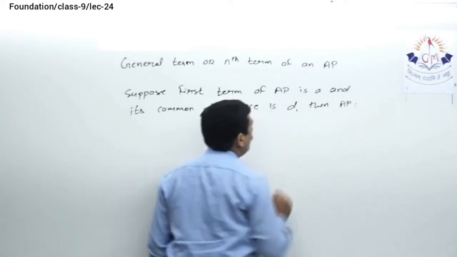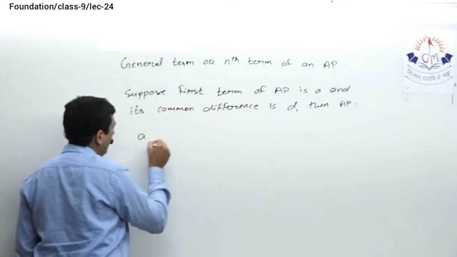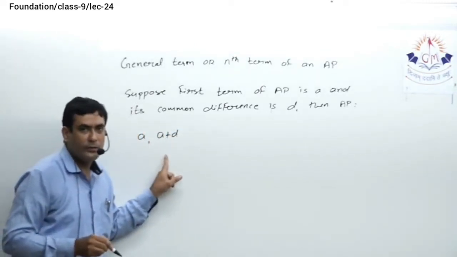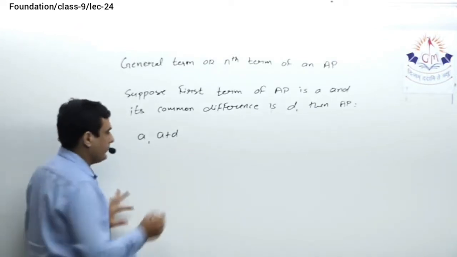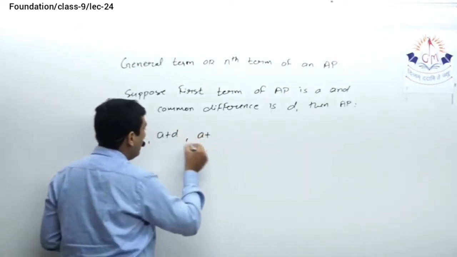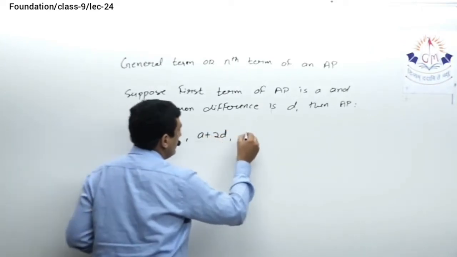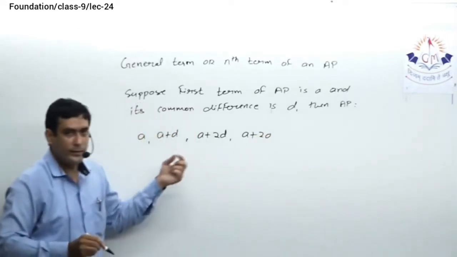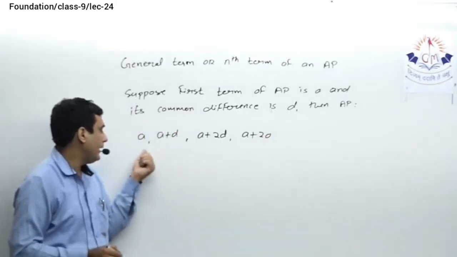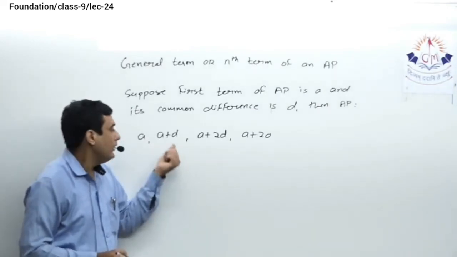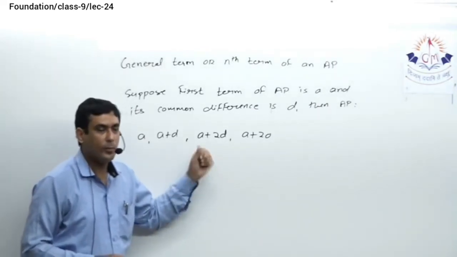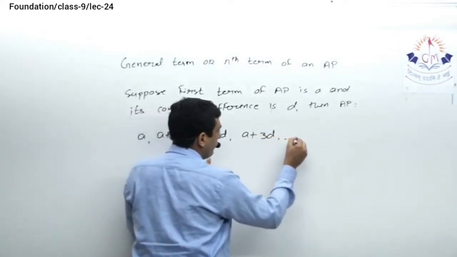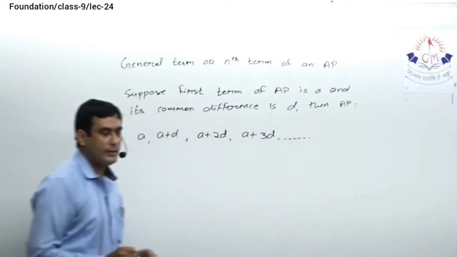the AP will be, first term A, then second term A plus D, isn't it? First term A, then the common difference is D, so I will add D to get the next term. So A plus D, then A plus D plus D, that is A plus 2D, then A plus 2D plus D. Simply, I have to add D to the previous term to get the next term. Over here when I add D, I will get A plus D. Over here when I add D, I will get A plus 2D. Over here when I add D, I will get A plus 3D, and so on. And in the similar way I will get the nth term.